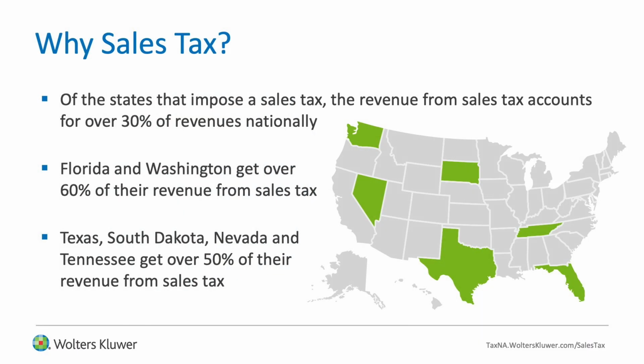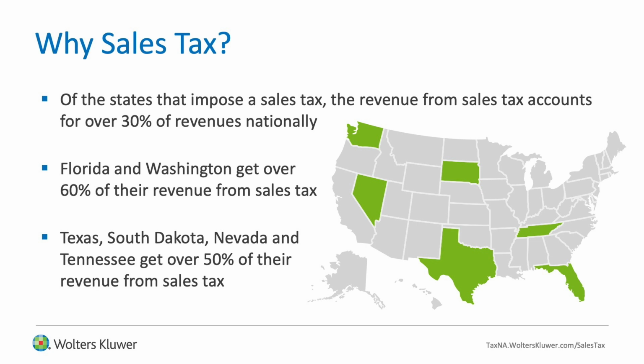Why the sales tax? As we just saw in that diagram, sales tax accounts for over 30% of the state's revenues nationally. Then consider there's states like Florida and Washington. They get over 60% of their revenue from sales tax. This is a majority of the revenue that they get to use to fund projects such as the state programs that they use for road maintenance, improvement, education, transit systems, all of those important things that the states do. The bottom line is that these state programs are supported by their sales and use taxes.